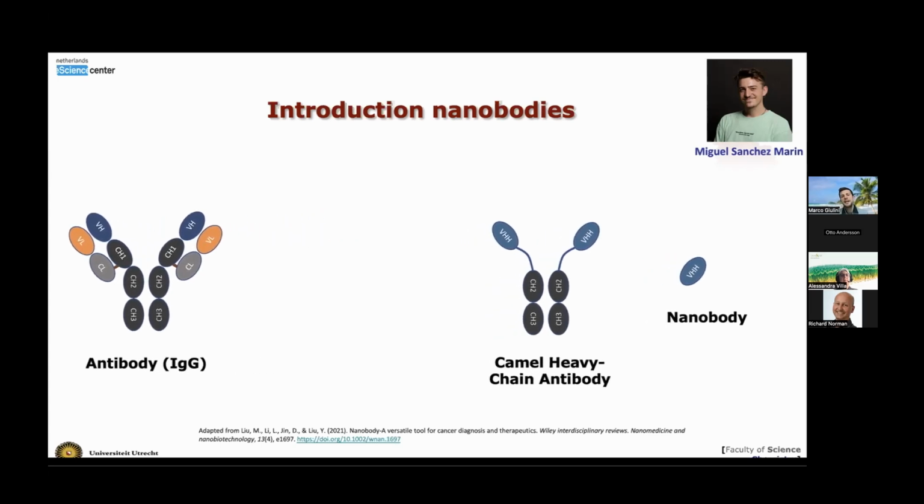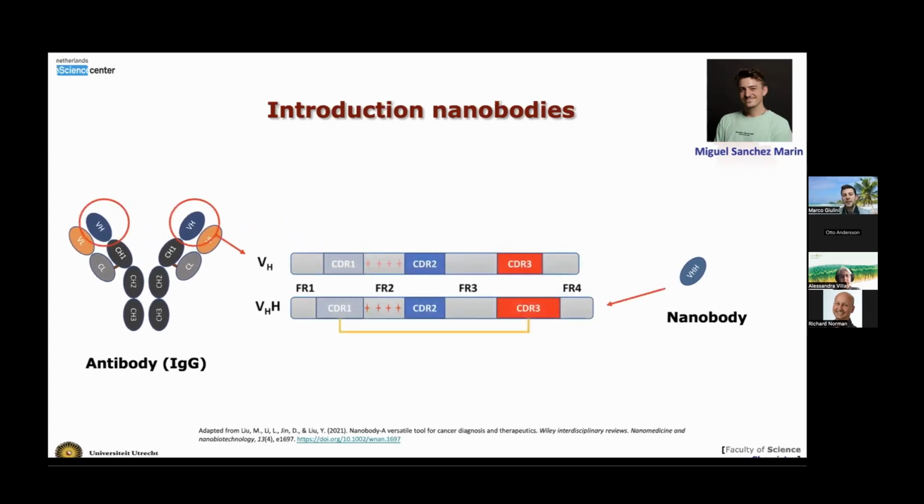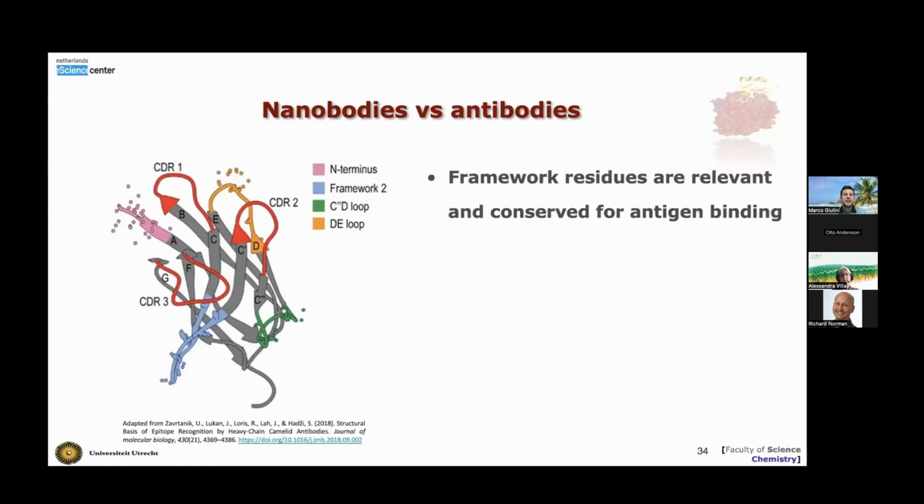But is the sequence of an antibody really different from the sequence of the variable domain of the heavy chain? It's similar, but it's not the same. The first CDR1 loop is a bit longer in nanobodies, and the CDR3 loop is much longer. So we have, on average, many more amino acids in the nanobodies CDR3. And this is a sketch of the structure of a nanobody.